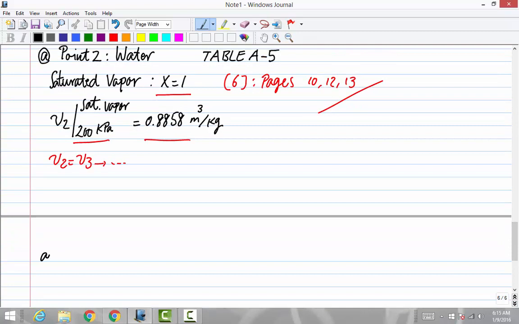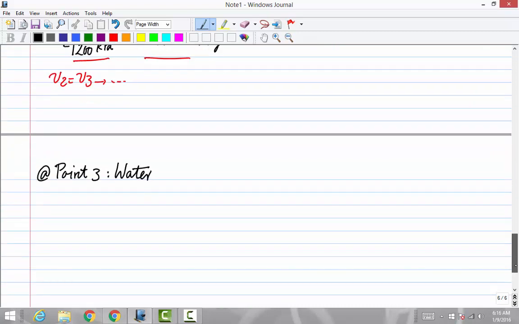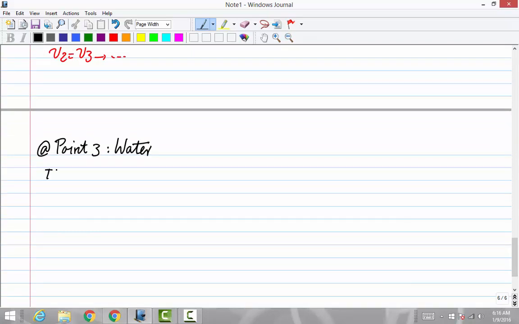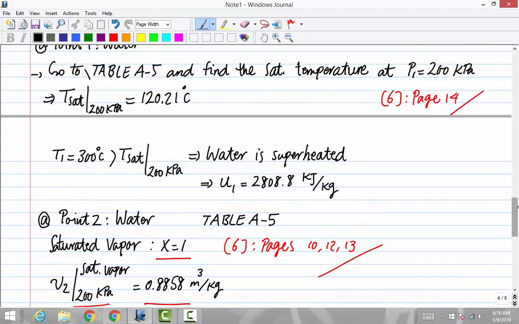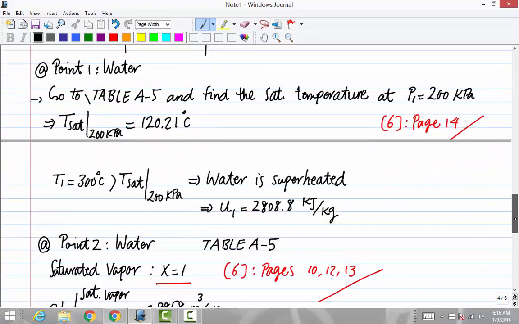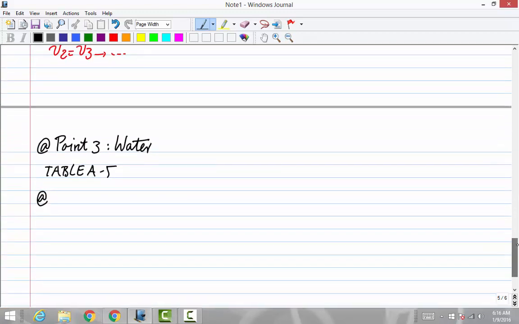At this point, the material is water. Great. And again, according to table A5, I know that I have the pressure in my table, which is 100 kPa at that point, point 3. So I know pressure is 100 kPa.